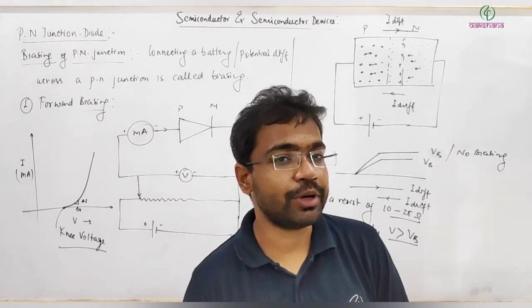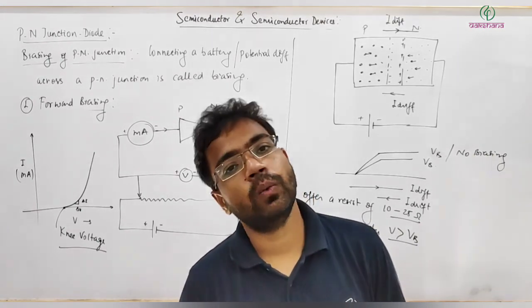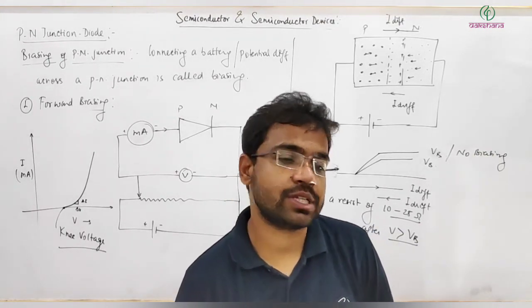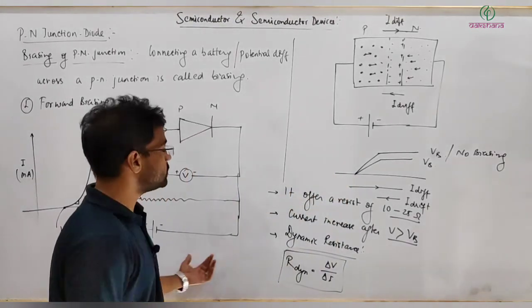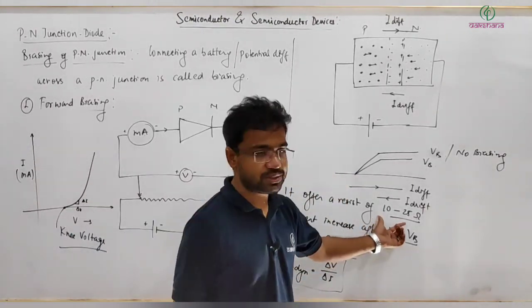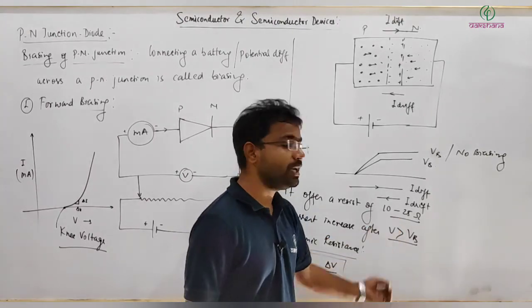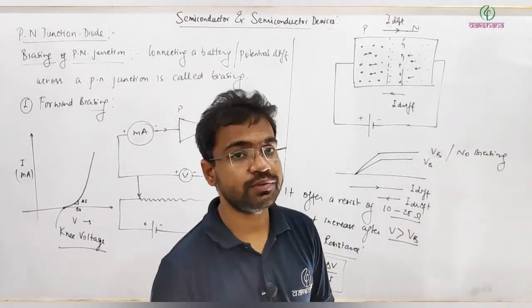The resistance is in this range, and in forward biasing, when the applied potential difference is less than the potential barrier, no current will be there. Once it increases beyond that, then current will start flowing. And the resistance offered in forward biasing is quite small, it's not very large. We will see actually in case of reverse biasing the current is very high.